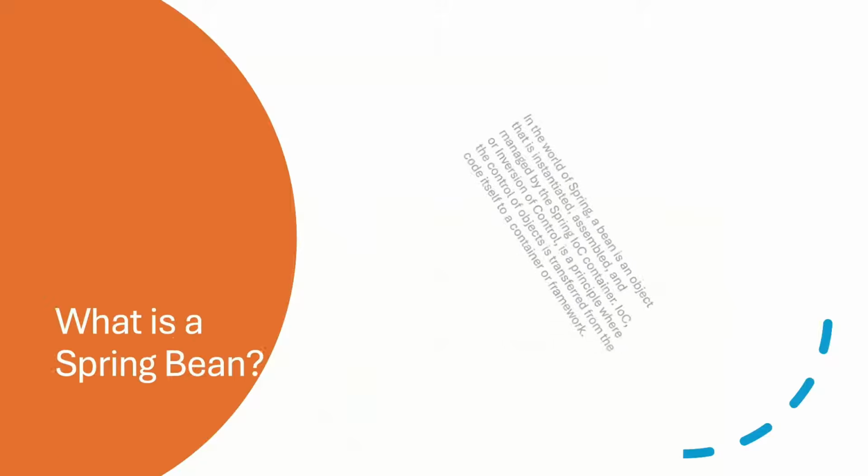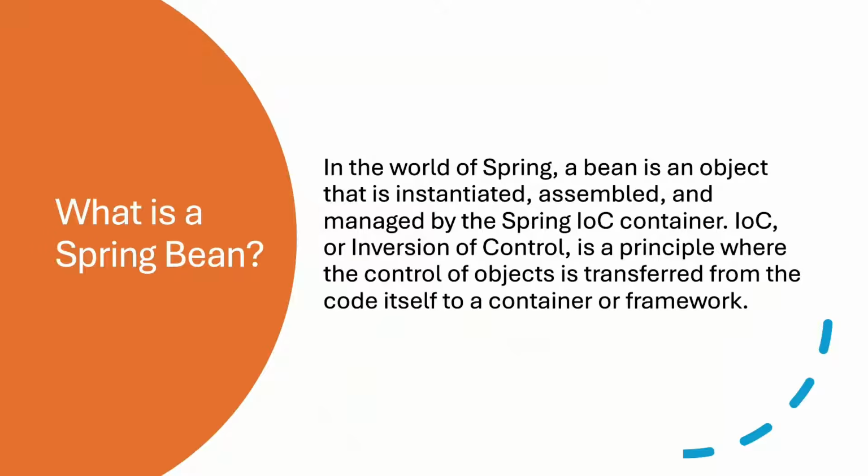What is a Spring Bean? In the world of Spring, a bean is an object that is instantiated, assembled, and managed by the Spring IOC container. IOC, or inversion of control, is a principle where the control of objects is transferred from the code itself to a container or framework.